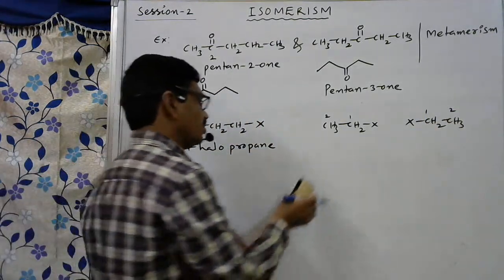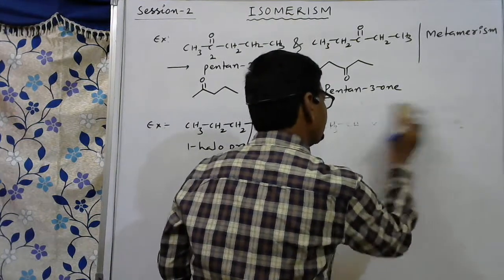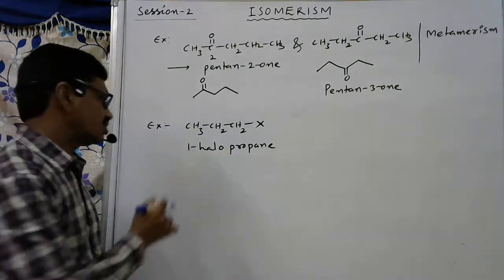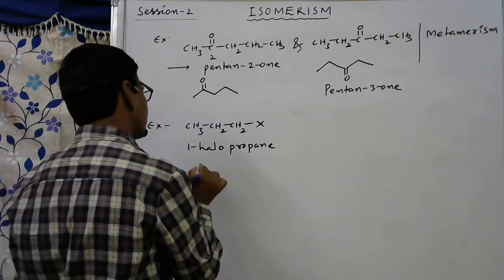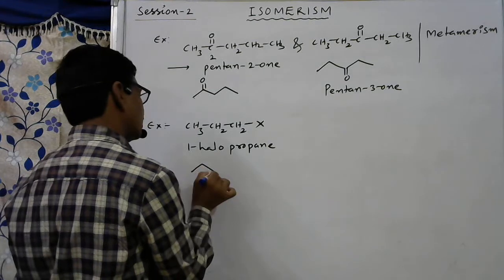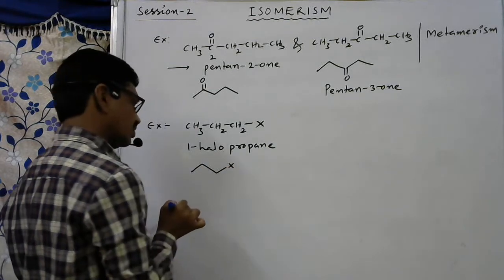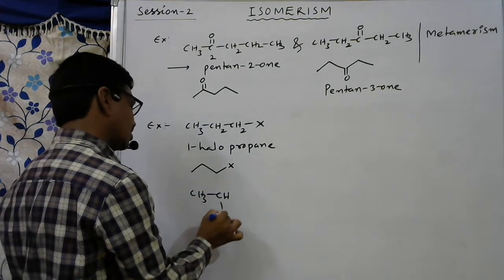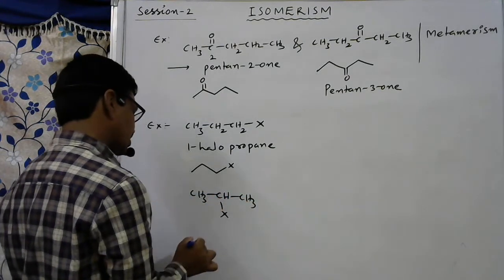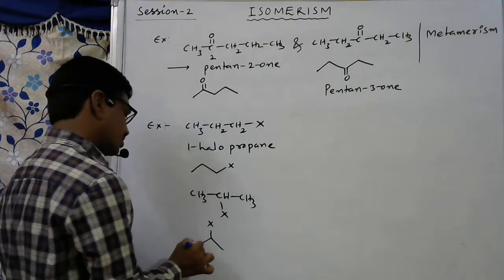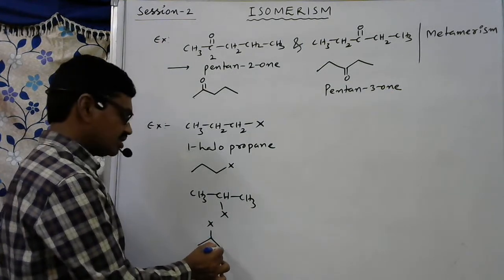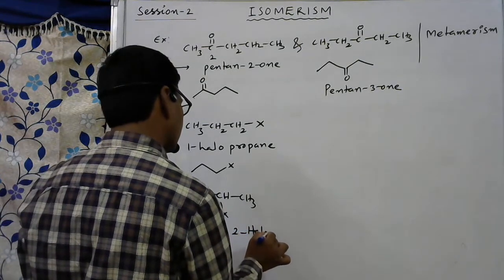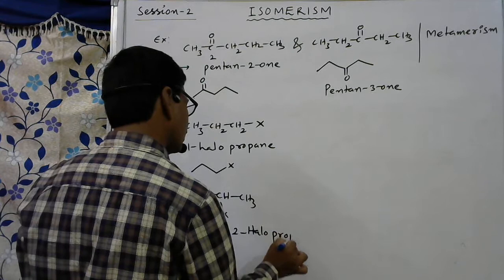So minimum how many carbons are required? Minimum 3 carbons are required for any substance like this. This is 1-halopropane, CH3, CH2, then CH2X. Like this we can write. For the same we can write CH3, CH, here X I am writing, here CH3. This is CH3, CH, CH3. So it is 2-halopropane.